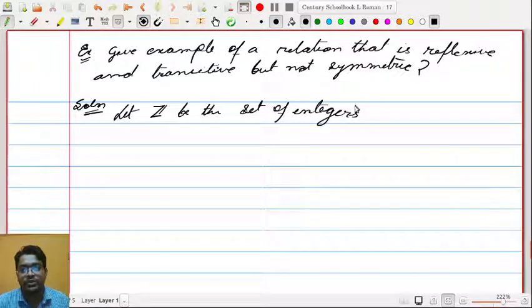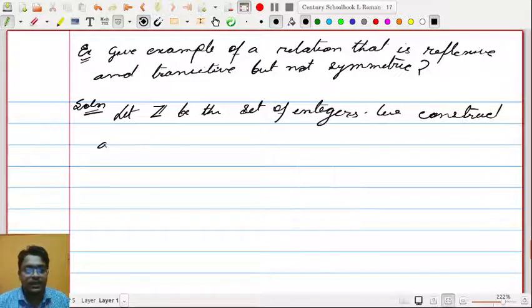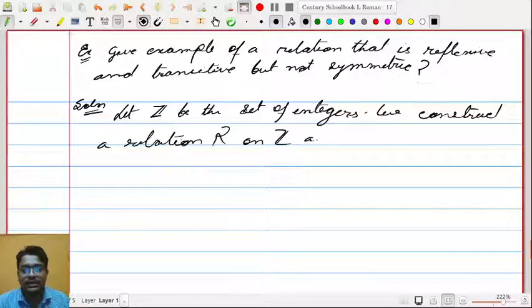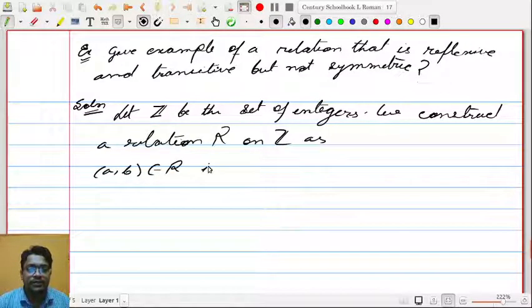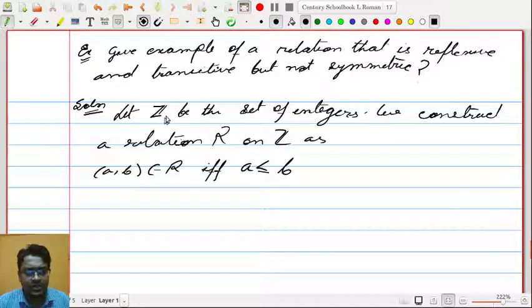Okay, so we construct a relation R on Z as: (a, b) belongs to R if and only if a is less than or equal to b. We could have started with the set of real numbers also. Say, if and only if a is less than or equal to b, (a, b) is inside R.